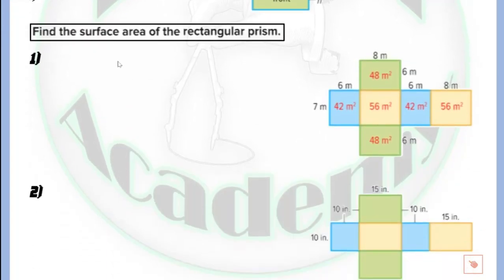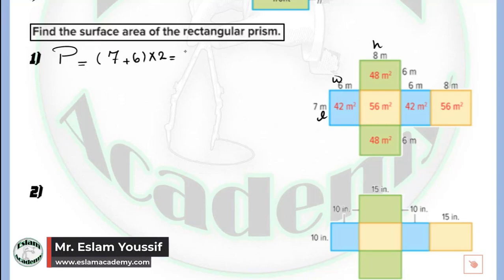In question number 1, we need to find the surface area. As we know, this figure is the expanded form of the rectangular prism. So 7 is the length of the base, 6 is the width of the base, and 8 is the height of the prism. So we know that the base is a rectangle. Number 1, we need to find the perimeter of the base. The perimeter of the base will be equal to length plus width multiplied by 2. So 7 plus 6 multiplied by 2, you will find that the answer is 26 centimeters.